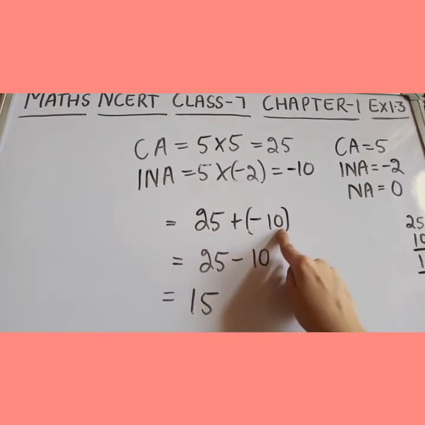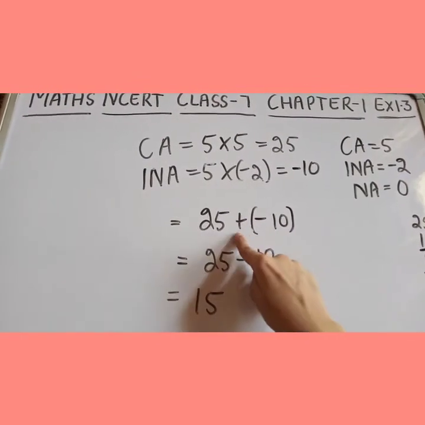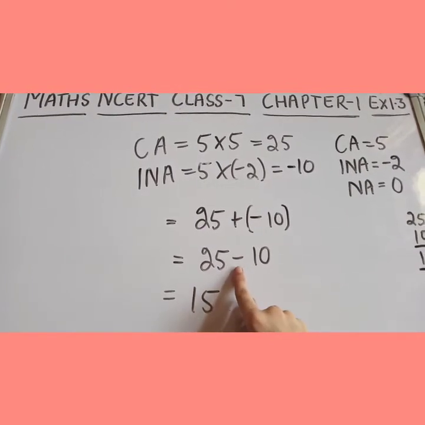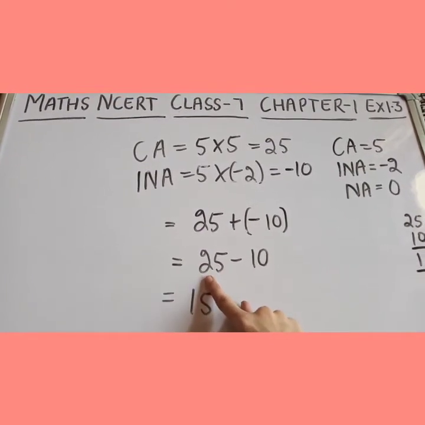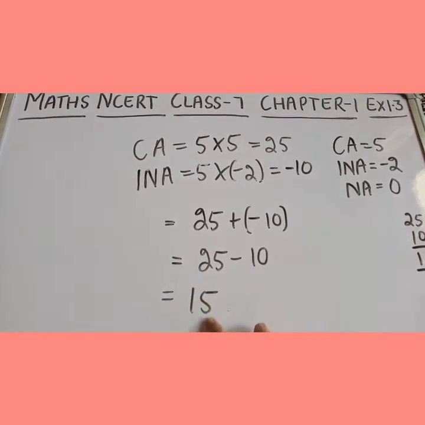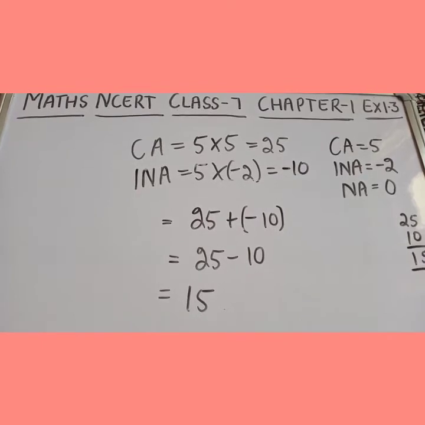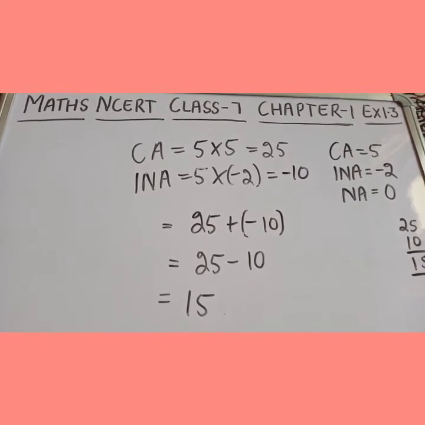25 plus minus 10, 25 minus 10, because plus minus will change the sign to minus, then you will subtract them. 25 minus 10, you will get 15. Now this was the second part. I hope you will do the fair part of the question.